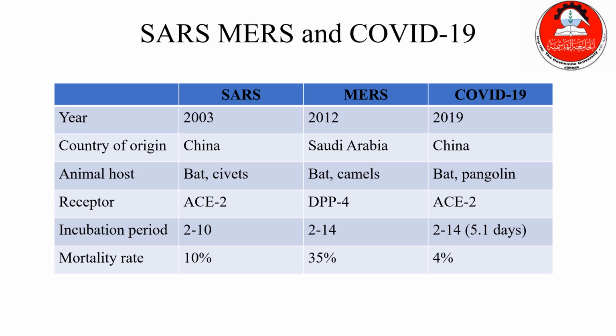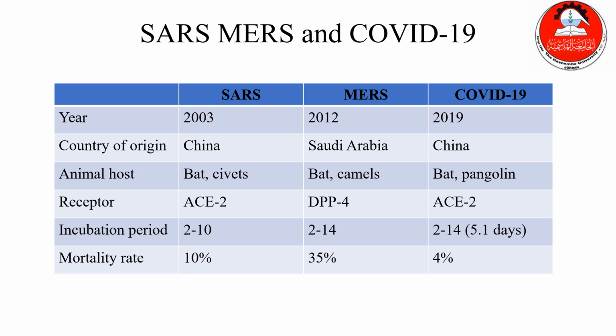All of these viruses have an incubation period of 1 to 2 days to 2 weeks. And for the COVID-19, which has been studied extensively nowadays, they found that the average incubation period for most patients was around 5.1 days. In the SARS, the mortality rate was around 10%, 9.6%. In the MERS, it was around 35%. And in the COVID-19, till now, today, the 19th of March 2020, the mortality rate is still around 4%.